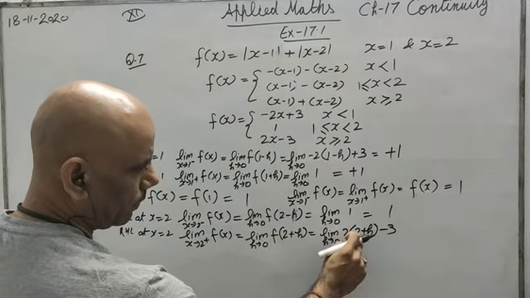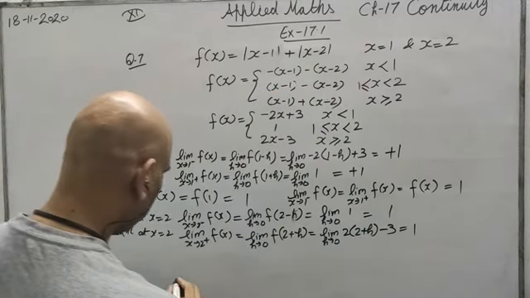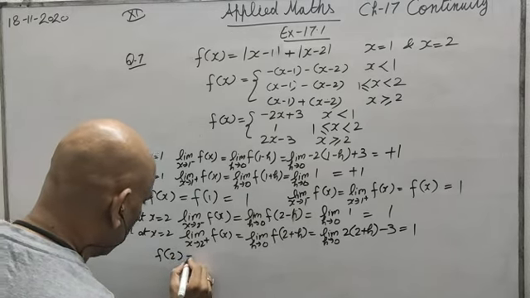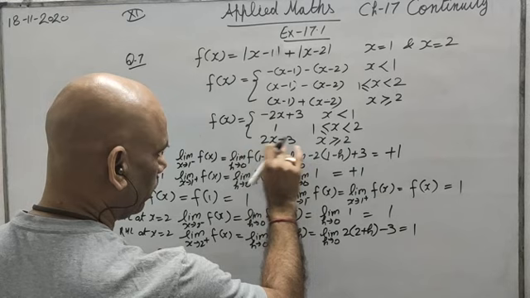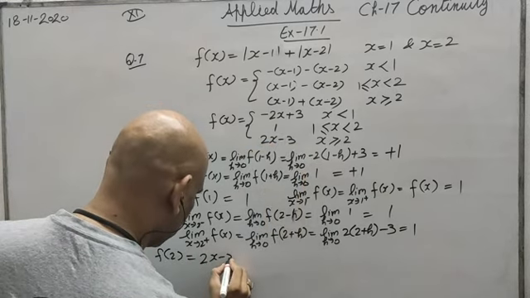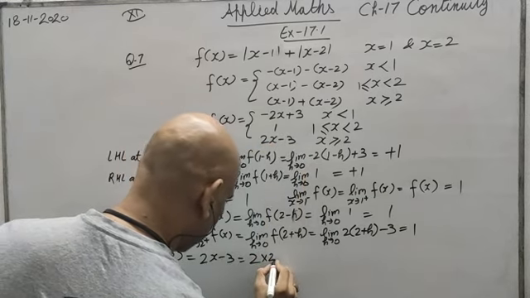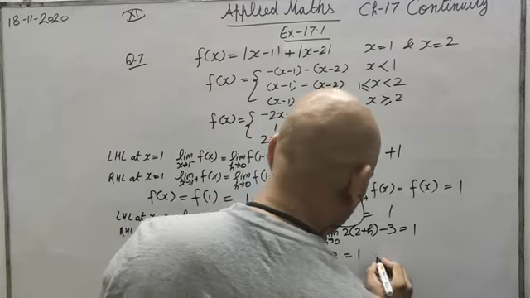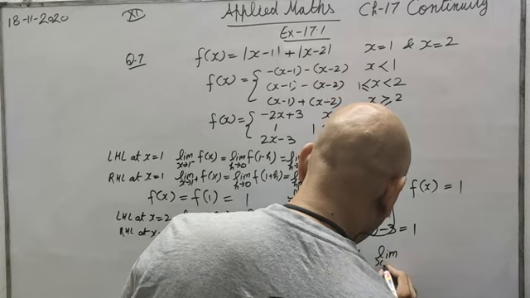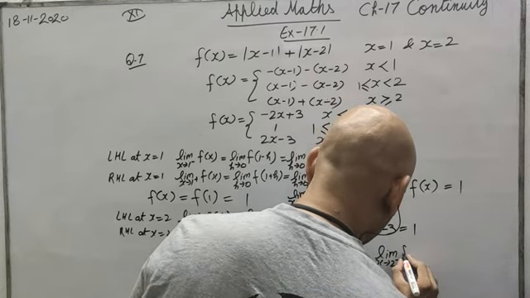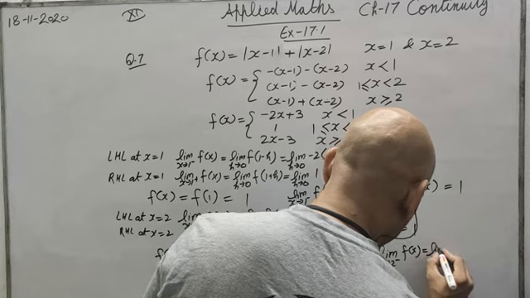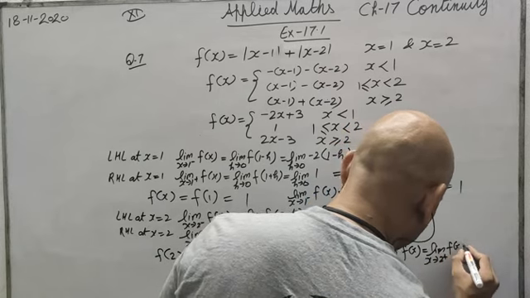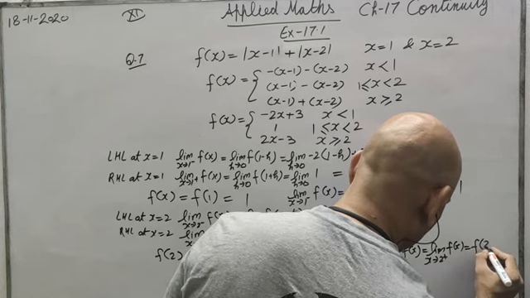If h is 0, it becomes 4 minus 3, that is 1. And f(2): when x is 2, the value of the function is 2x minus 3. Here I am substituting x as 2, so again 4 minus 3, the function is 1. So I got the left hand limit at 2, the right hand limit at 2, and the value of the function at 2 are equal.